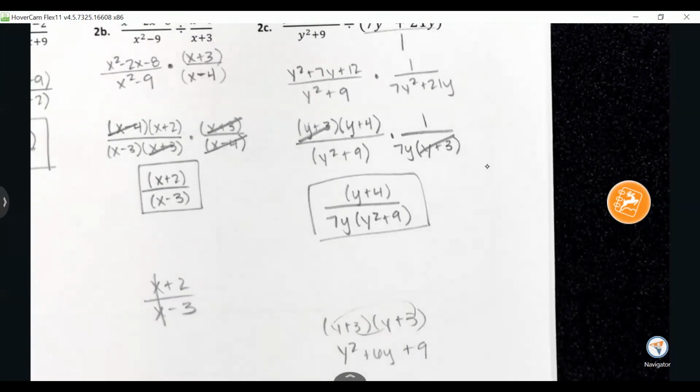Tomorrow, we are adding and subtracting, so make sure you're here, please. Just a second. My answer key's up here, guys. Come check.